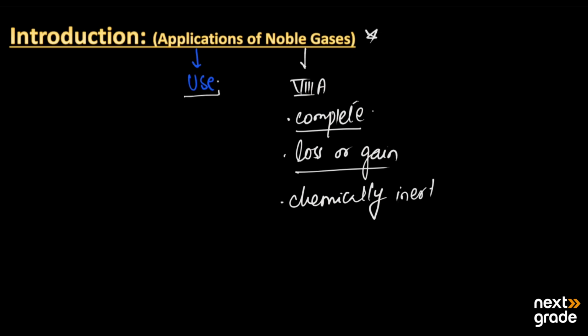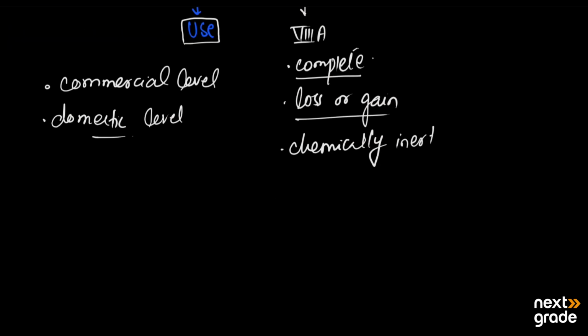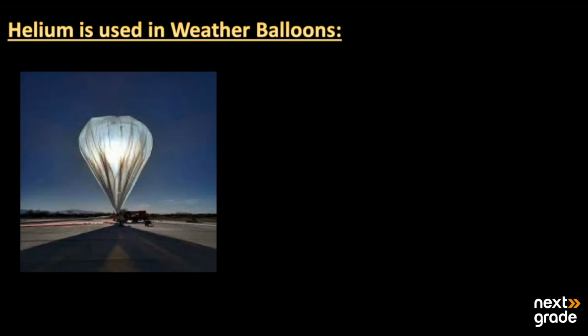Now, what are their main uses? They can be used at the commercial level as well as at the domestic level. Let's have a look at their simple uses. Number one is helium. Its symbol is He. Helium gas is used in weather balloons.